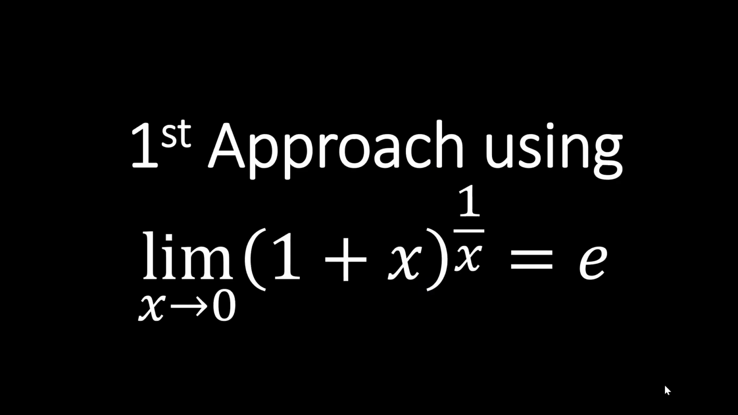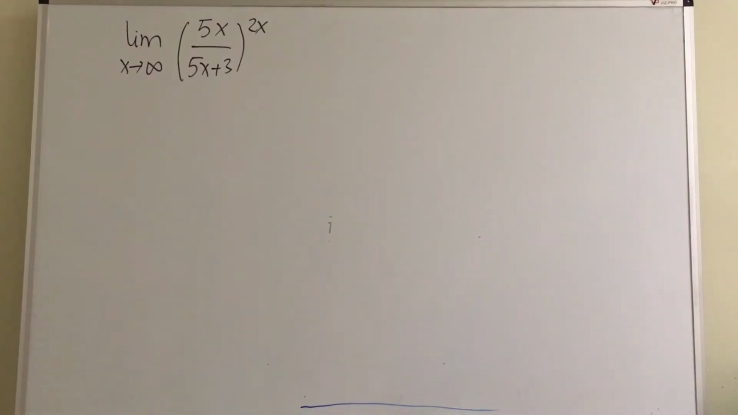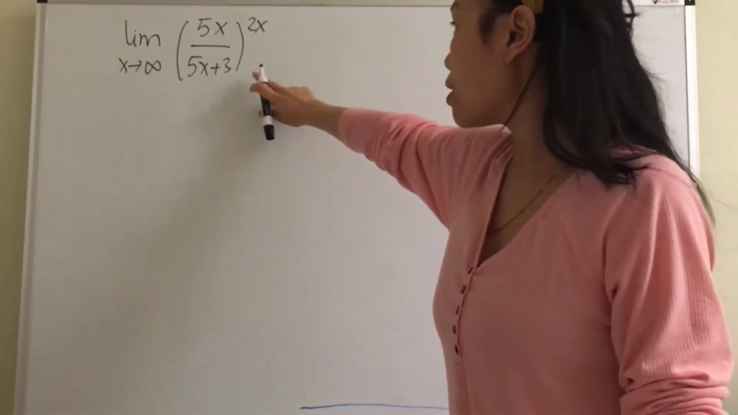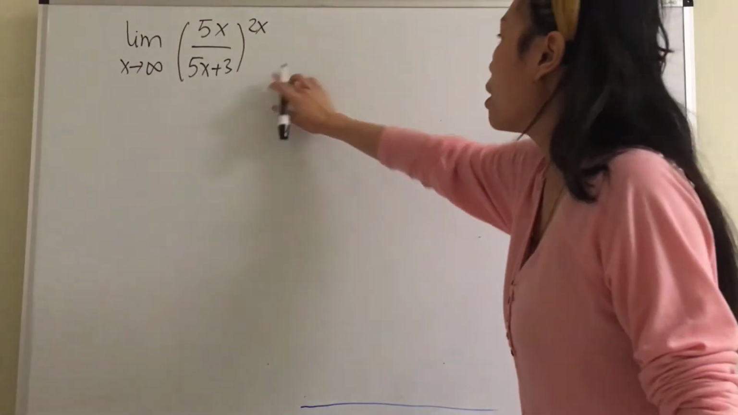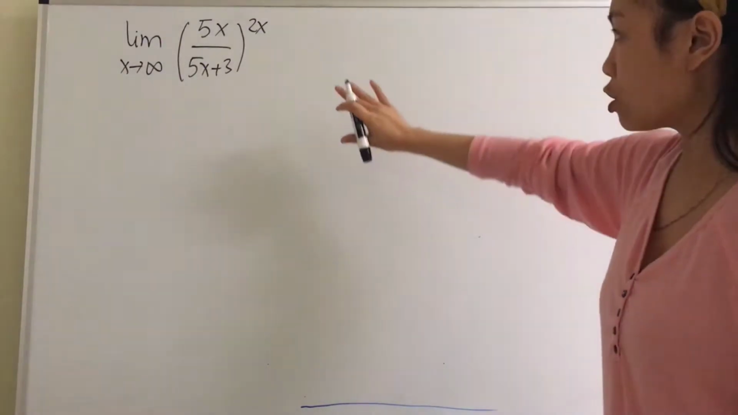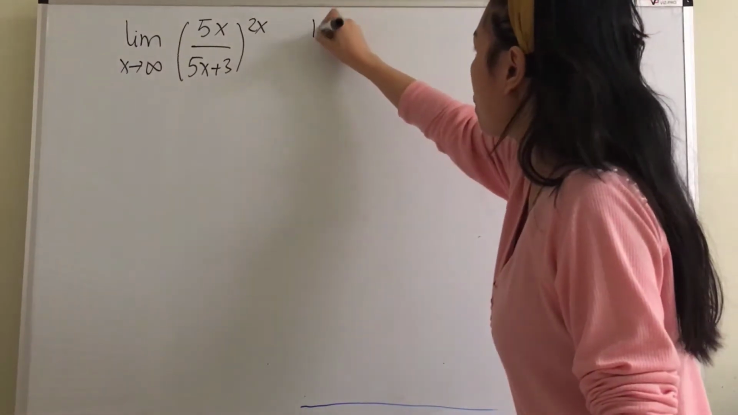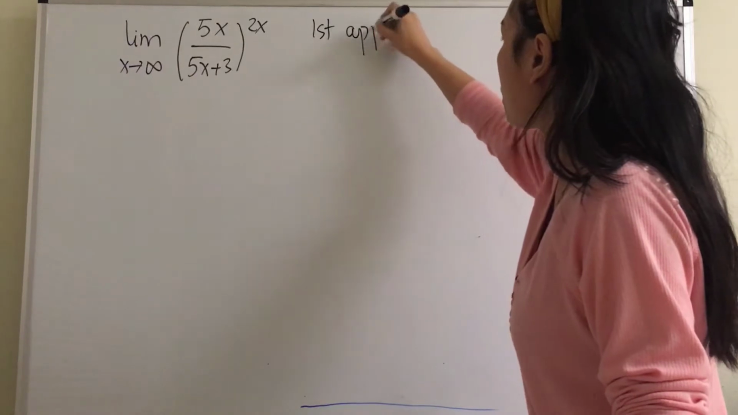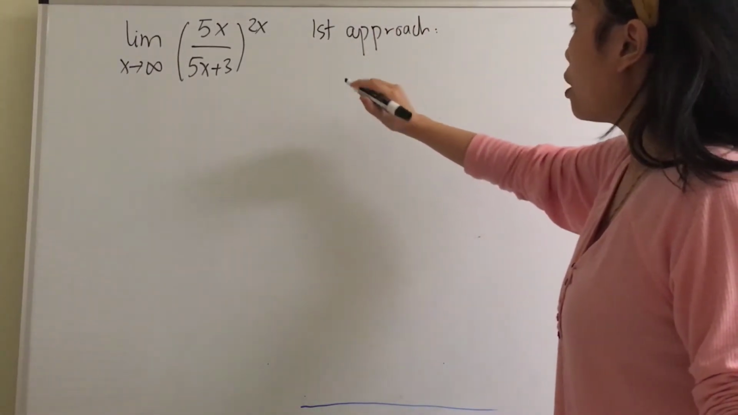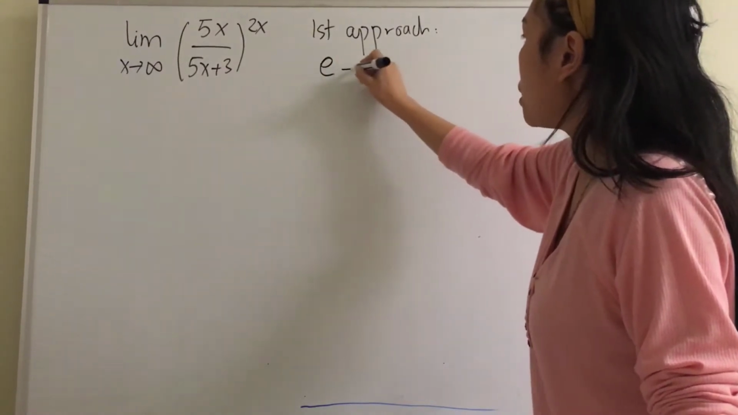The first approach. Alright, so in order to solve this limit, in order to find the exact solution for this limit, I'm going to show you two different approaches. The first approach, I'm going to use the limits of the number e.